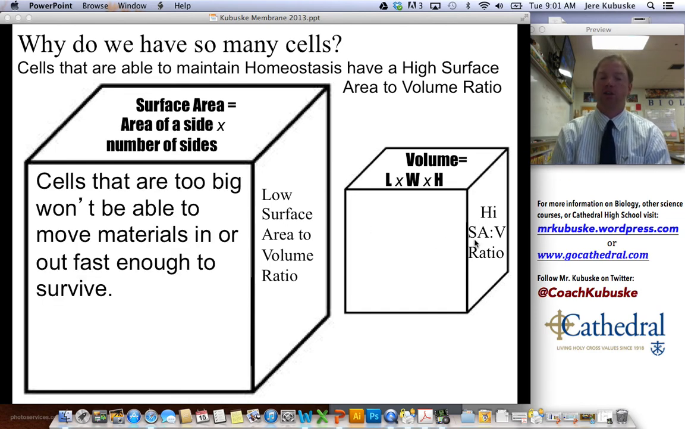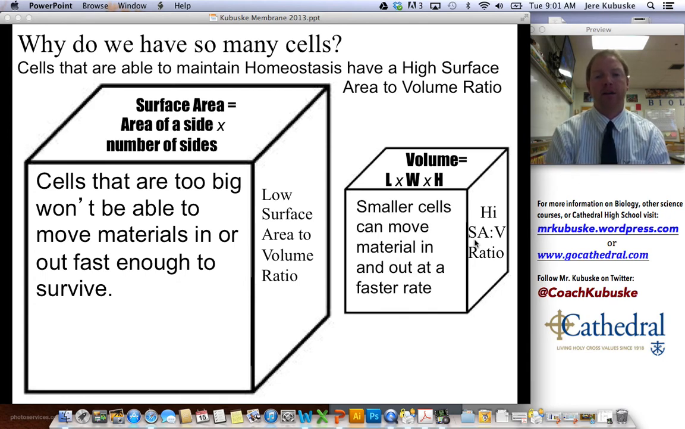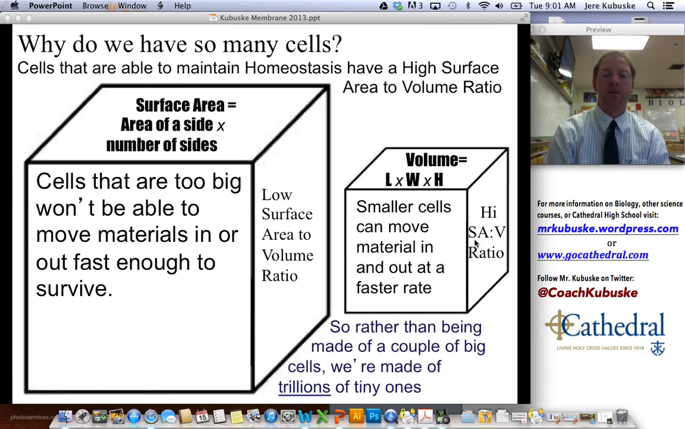So cells that are too big won't be able to maintain homeostasis because they can't move materials in and out fast enough. Smaller cells can do this, so they do maintain homeostasis and survive. So rather than being made of a couple of big cells, we're made of trillions of tiny ones. Now, to this point, you should have everything on your screen. Quick review of all the things on here. Again, go ahead and write them into those spaces, and they will be helpful to you because you'll be able to understand that the big guy can't survive and the little guy can.